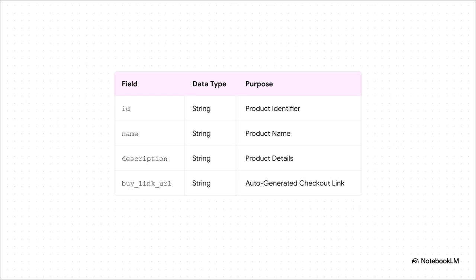It pulls the name and the description, of course, but look at that last field, the buy link URL. Generating those checkout links is usually a really complicated process. Here, the AI just handles it for you automatically. This code is literally ready to drop right into your app, and it'll work immediately.